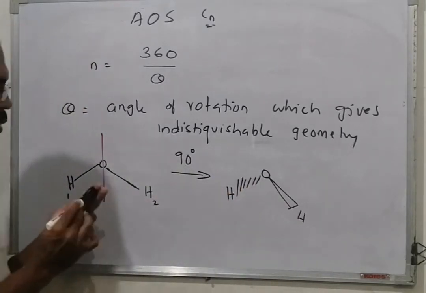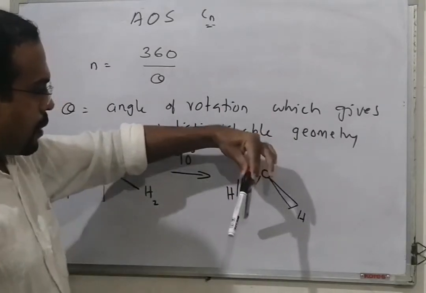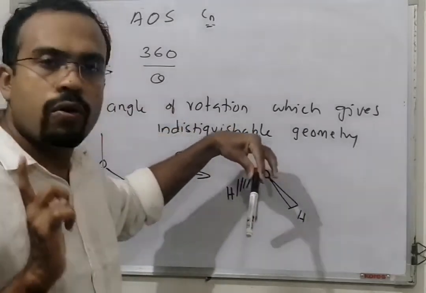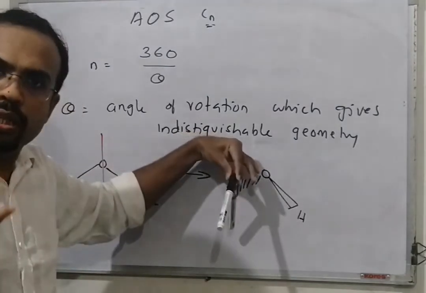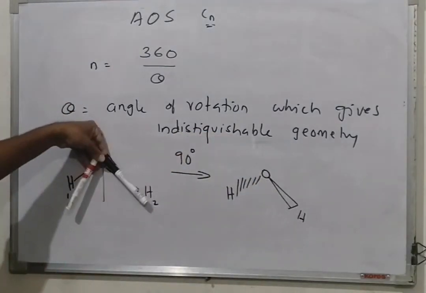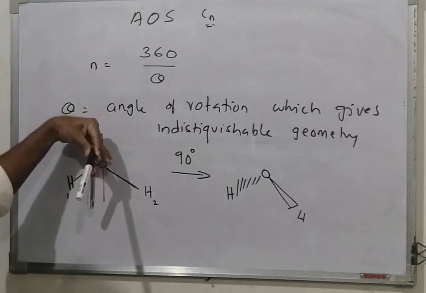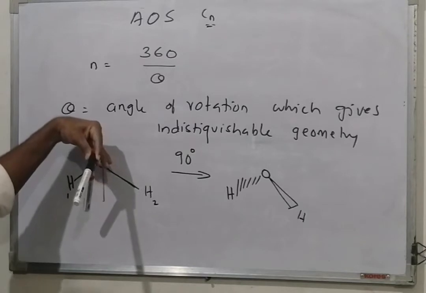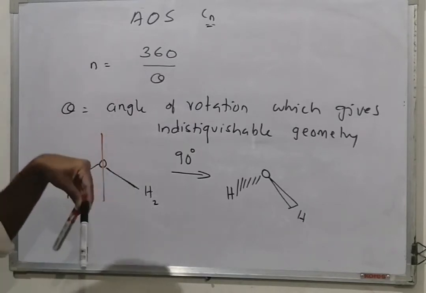Okay? Away. It will be like this. Earlier the water was like this, now this. Is it distinguishable or indistinguishable? This is not indistinguishable because your water was like this, now it is like this after 90 degree. Therefore, 90 degree rotation does not give you indistinguishable geometry. Indistinguishable means it should be like this.